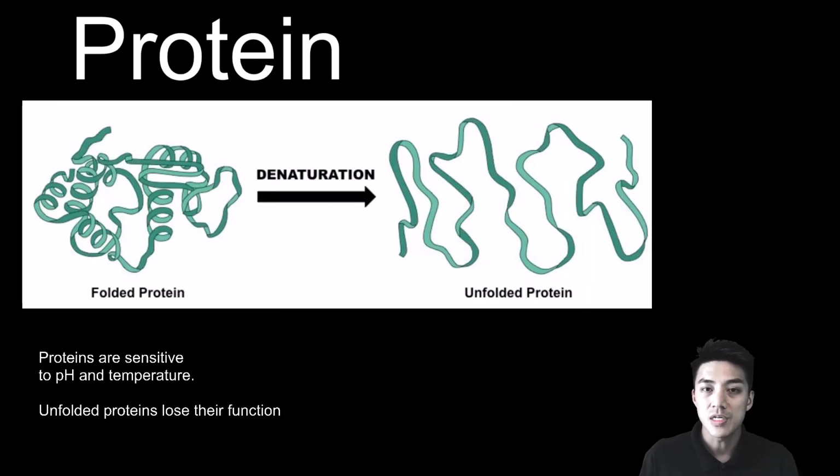Proteins are sensitive to pH and temperature. Normally, the amino acid chains are folded in a specific shape, and this shape provides the protein with its function. However, if it gets too hot or too cold, or the pH changes too drastically, the protein gets denatured. It loses its shape, and when it loses its shape, it loses its function.